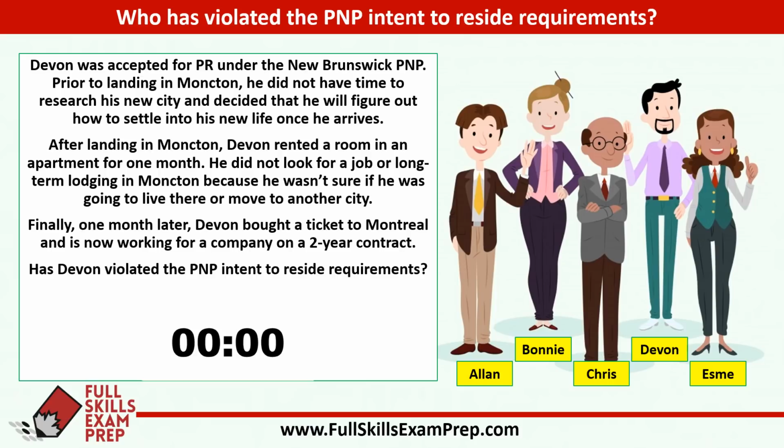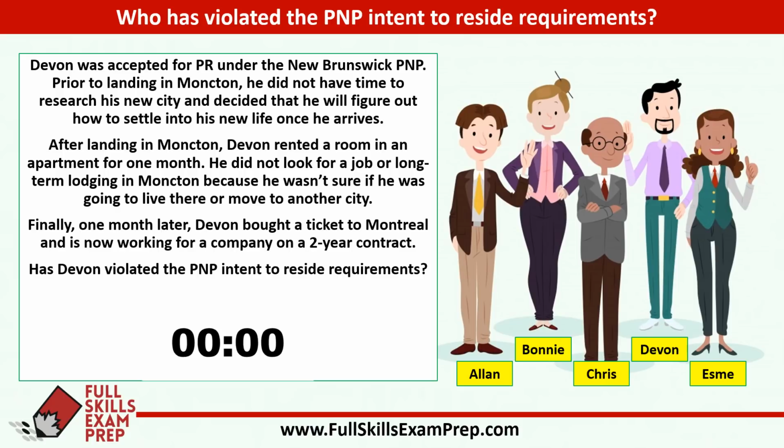After landing in Moncton, Devin rented a room in an apartment for 1 month. He did not look for a job or long-term lodging in Moncton because he wasn't sure if he was going to live there or move to another city. So again, we have somebody who we're not too sure just yet about if he truly intended to live in the province when he applied. As we saw in the first paragraph, he didn't really research anything. He didn't try to make any arrangements before he arrived. And we could see even after he arrived, well, this person didn't really do anything, right? So he didn't try to get any ties to the province at all.